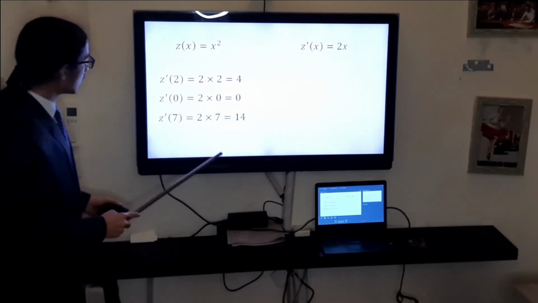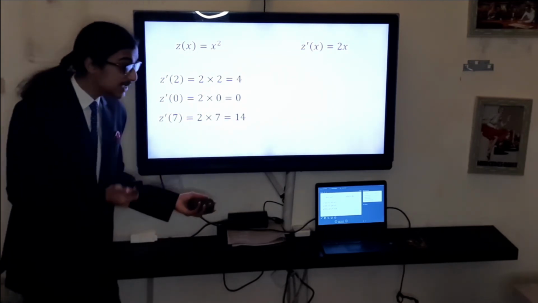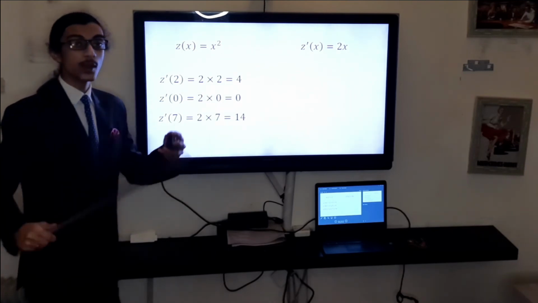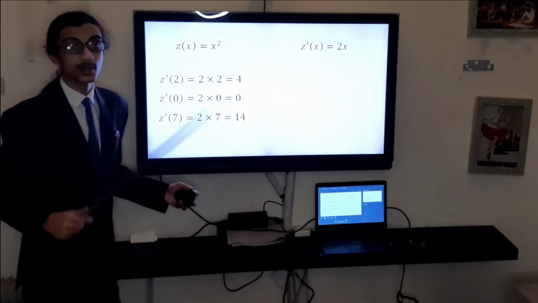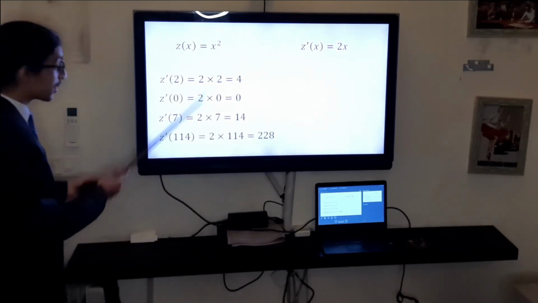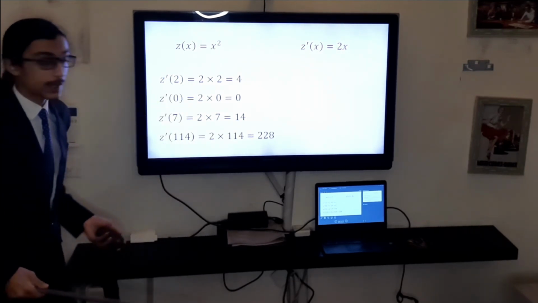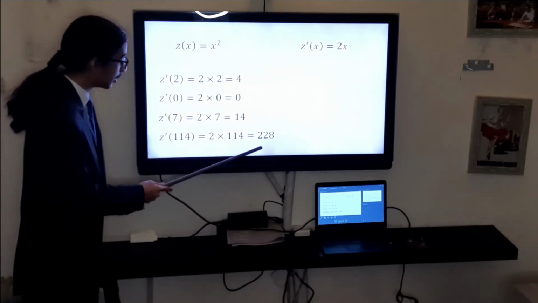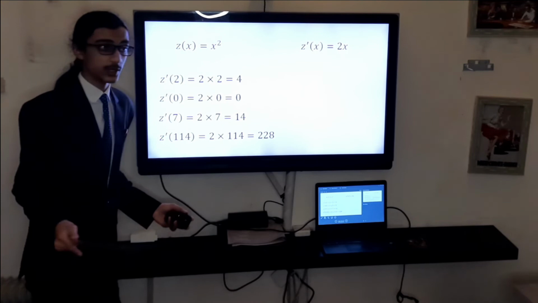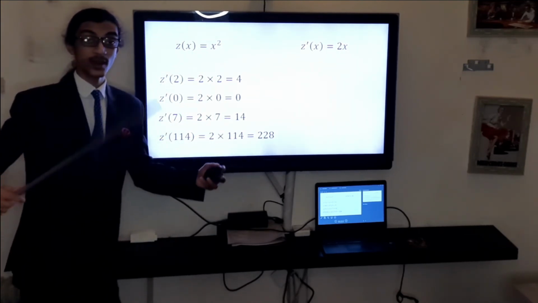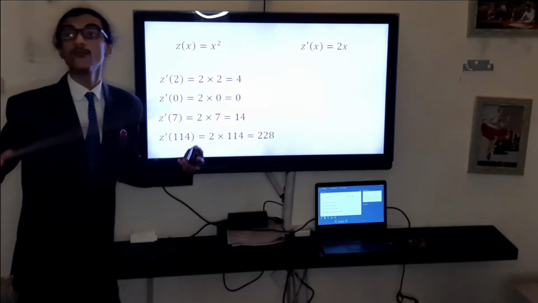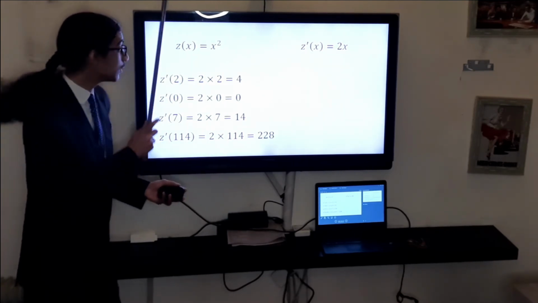Z prime of 7 is 2 times 7, which is 14. What this means is that at x equal to 7, the function x squared is growing at a rate of 14 units per unit in and around that point. You can go as far as you like. At 114, 2 times 114 is 228. So at x equal to 114, this function x squared is growing at the ludicrously high rate of 228 units per unit. It's growing very, very fast in and around that point.